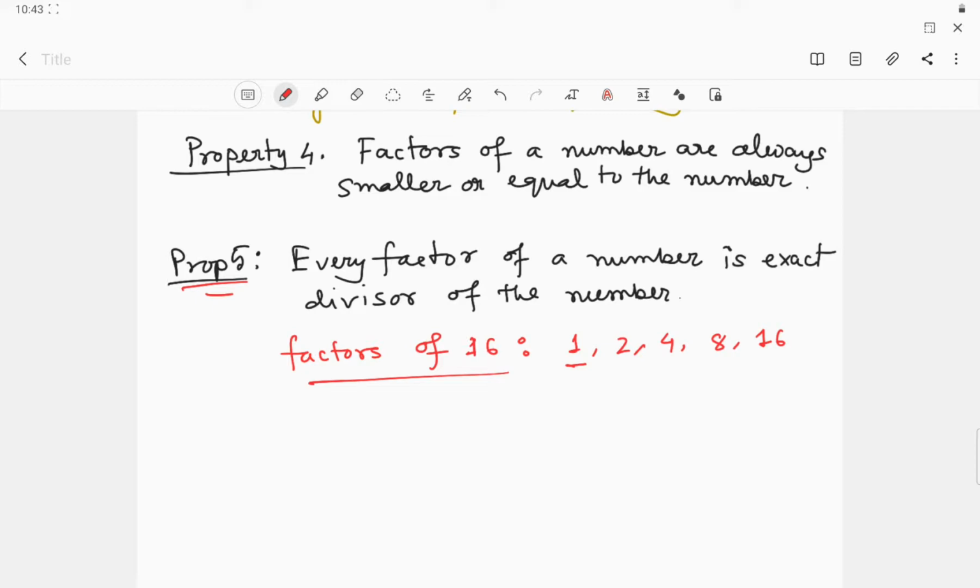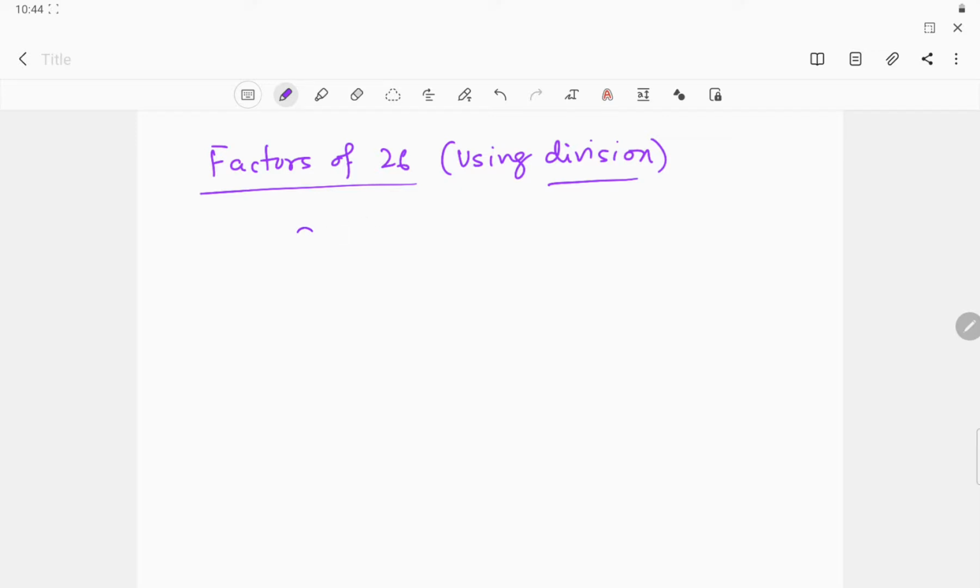Clear? Now I want you to find the factors of 26 using division. You can use any method. So 26 divided by 1, you will get 26. 26 divided by 2, you will get 13.